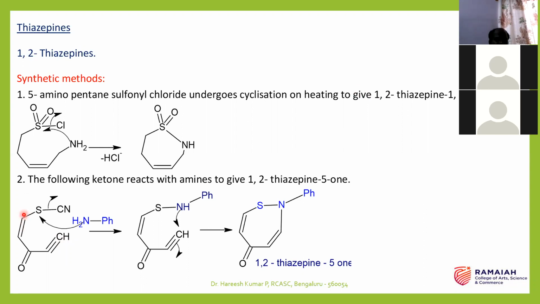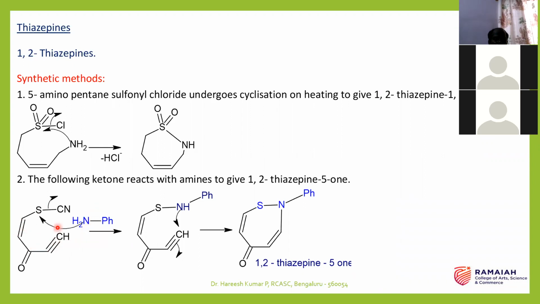Another group has a double bond here, and then sulfur is there, and this is cyanide, or nitrile. So you know that this is called thiocyanate, and this group is called vinyl. So what we can say is acetylene, vinyl, thiocyanate ketone. So what will happen?